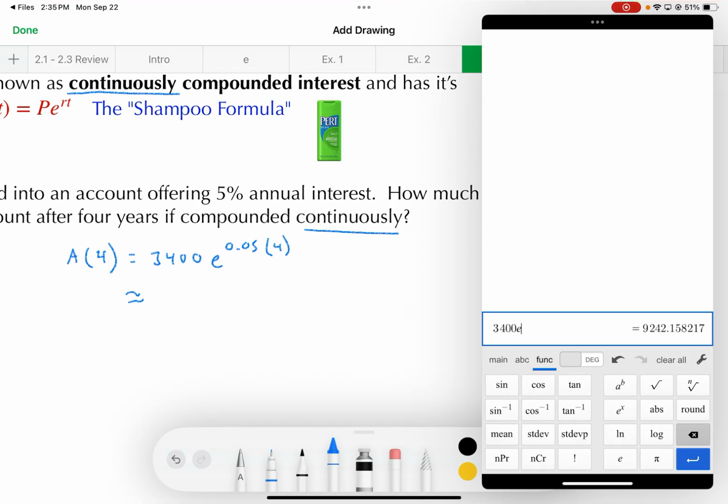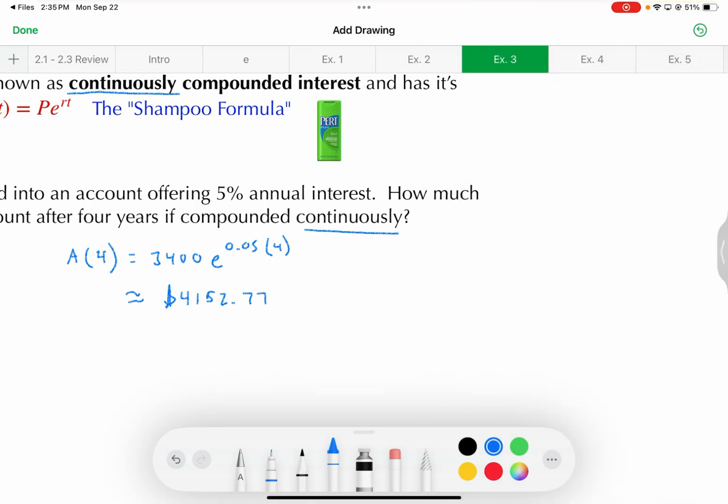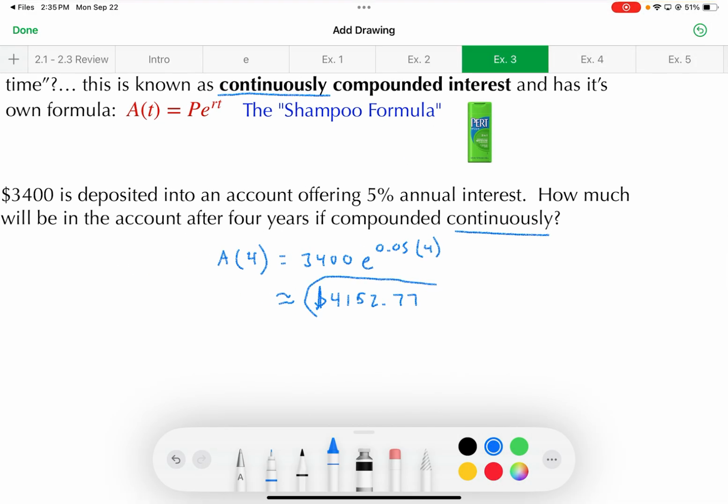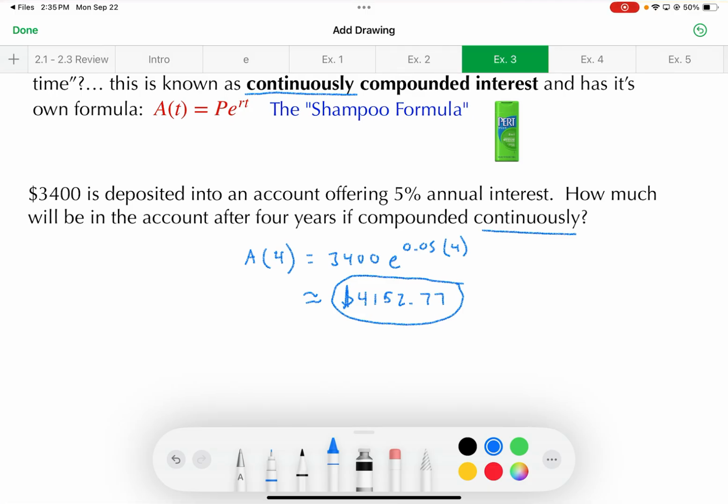All right, now be careful when you put this into your calculator and you raise to the power. If you're not actually going to multiply out the 0.05 times 4, make sure you put that all in parentheses. Okay, $4,152.77. So think of it, that is the maximum amount this account could be worth at the end of 4 years. You could not exceed that value. Okay.